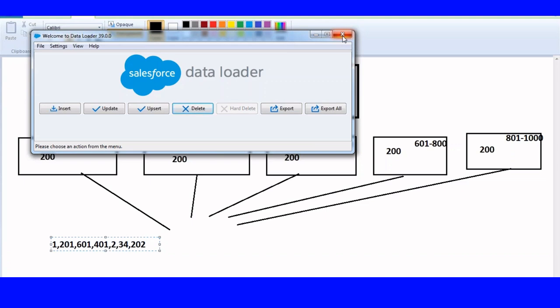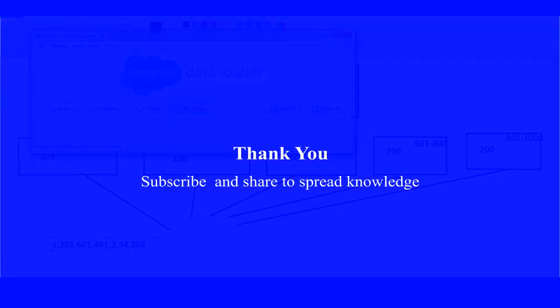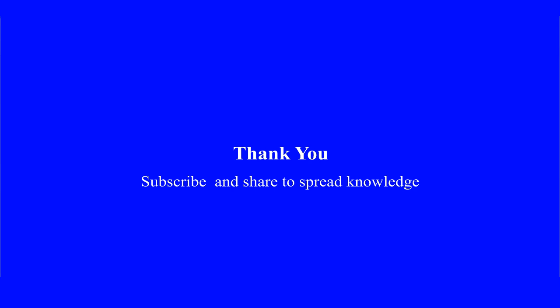In how many ways can I log in? What are those? Authentication and password. If it is a password, what should I do? Generate a security token. How do you generate a security token? Username, My Settings, Personal, Reset Security Token, and security token. Now what do you log in with? Salesforce password plus security token.